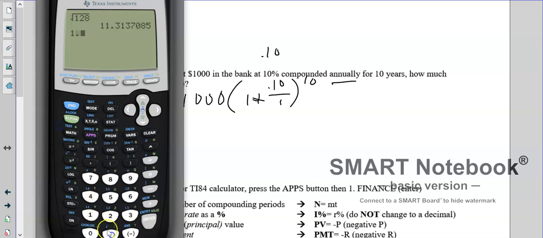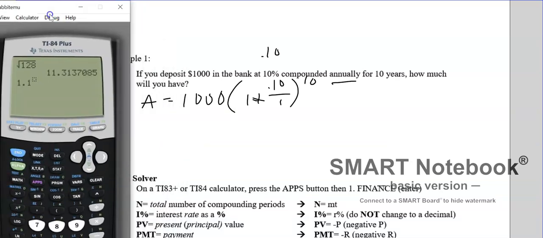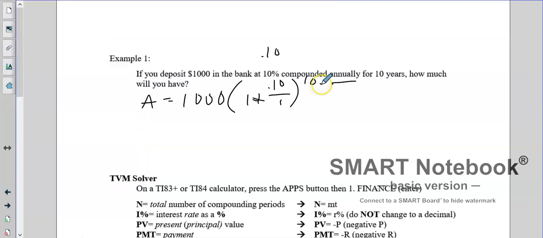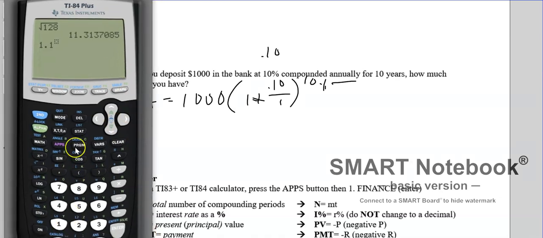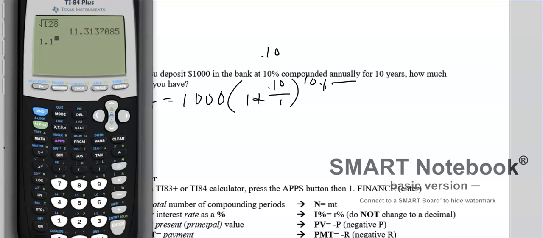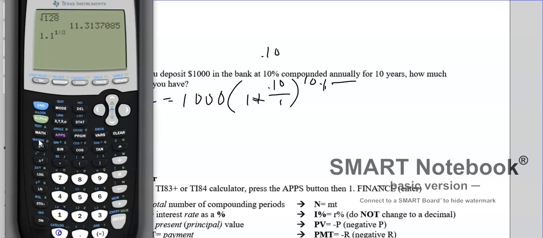So 1.1 to the power of 10. Oh, I forgot something. Technically, this is 10 times 1. It's still going to be just 10. But if that number was 4 or 360, it would change. Okay? So to the power of 10. Sometimes I hate this calculator. 10 and then times that number out in front, 1,000.